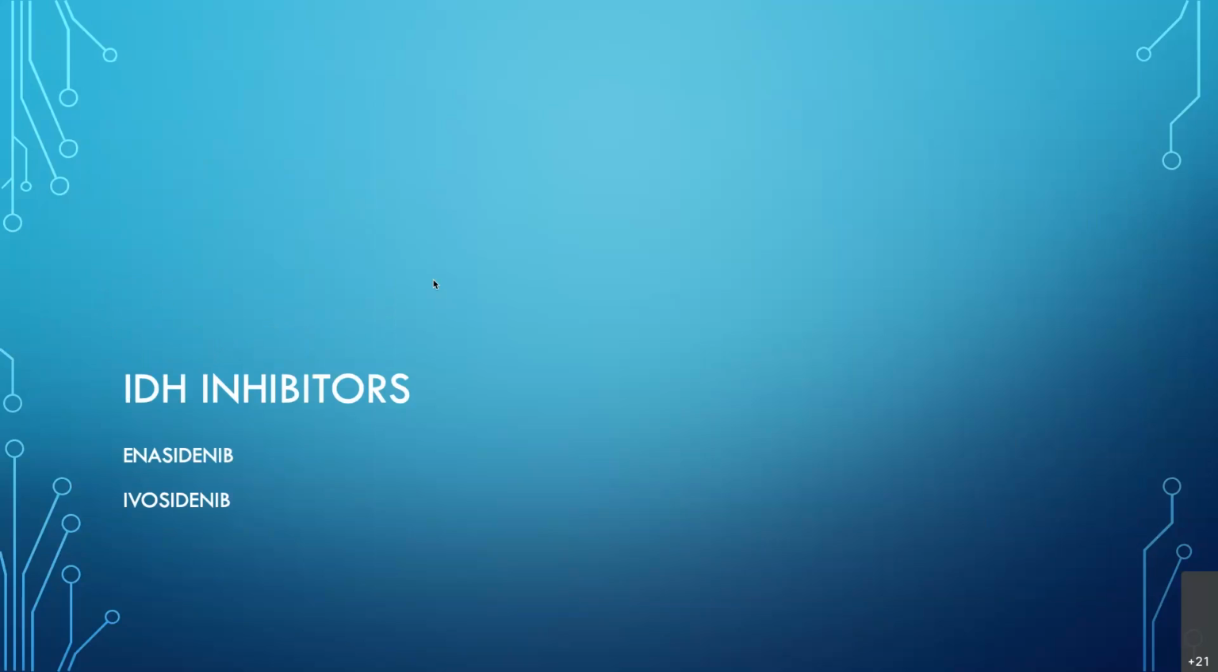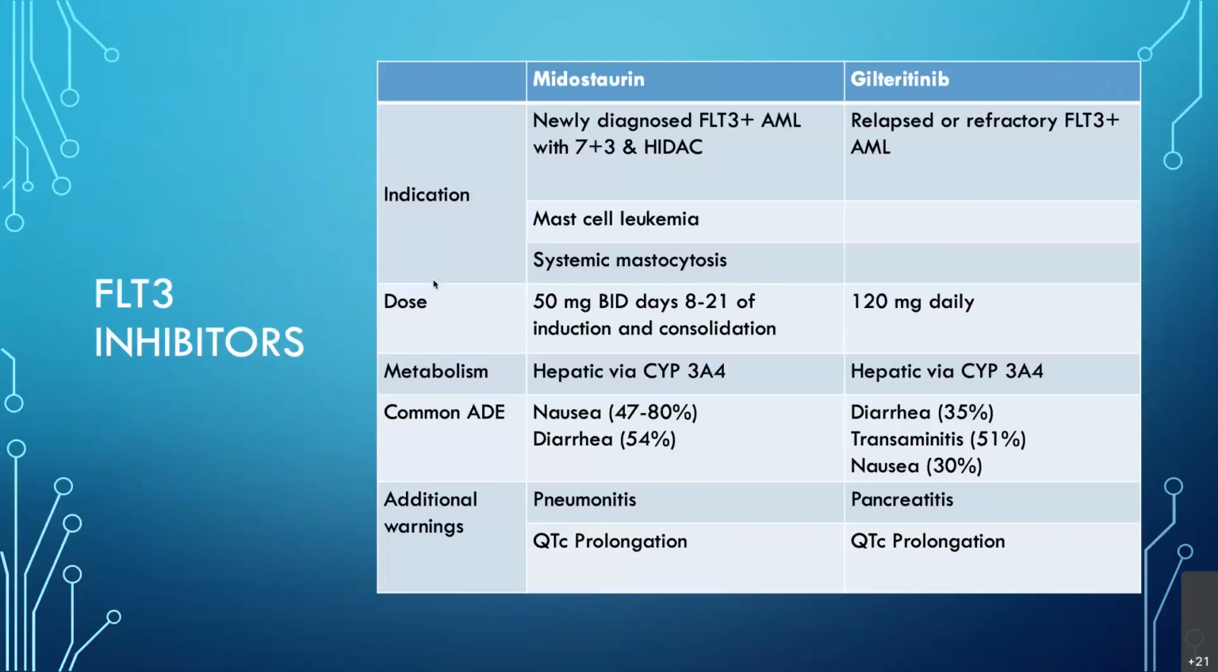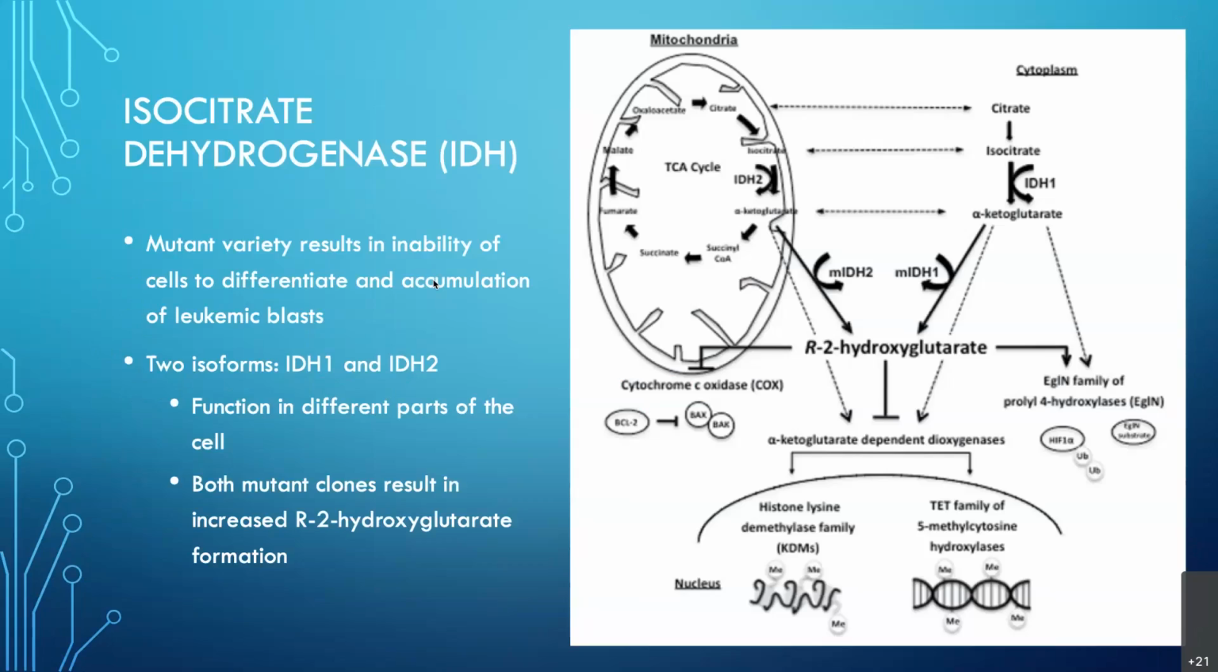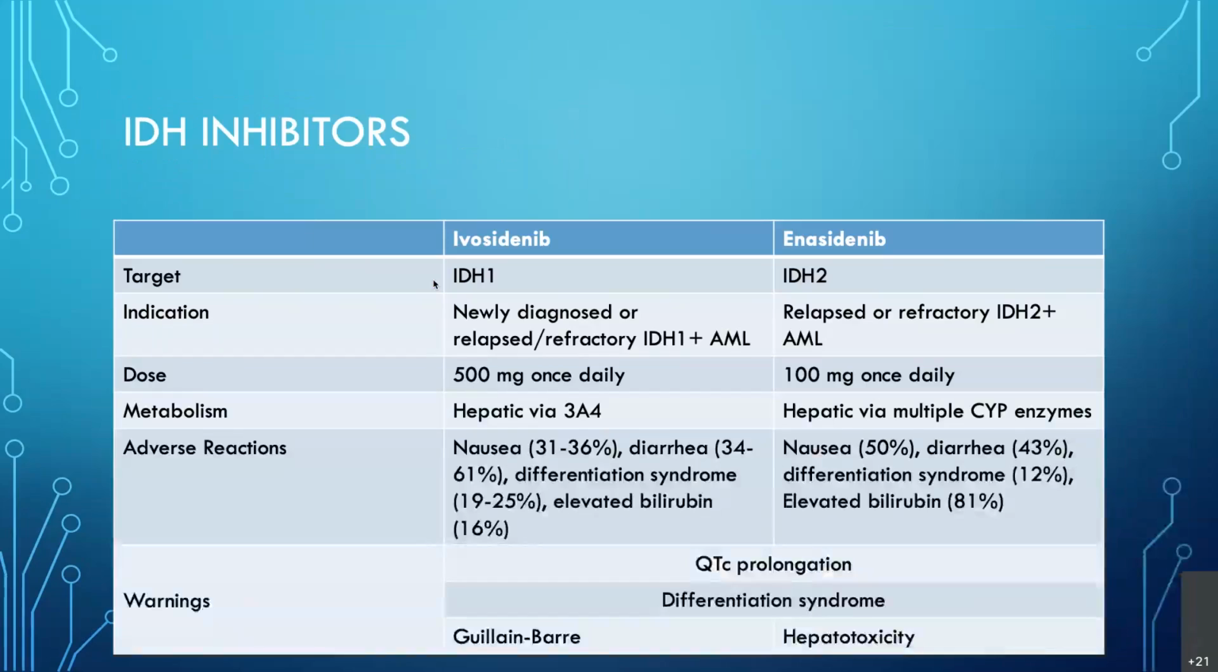Moving on to our IDH inhibitors, enasidenib and ivosidenib. So IDH then is isocitrate dehydrogenase. So whenever this receptor is mutated, it allows leukemic blasts to accumulate, and it's an anti-differentiation agent. There's two different isoforms of this, though they still result in the same end product, which is that accumulation of undifferentiated blasts. And so whereas with our FLT3 inhibitors, we thought of them as being very different, these two are very similar. So ivosidenib does have an additional approval for newly diagnosed AML.